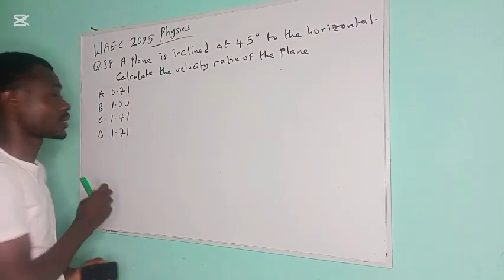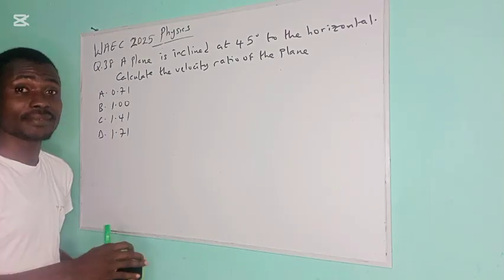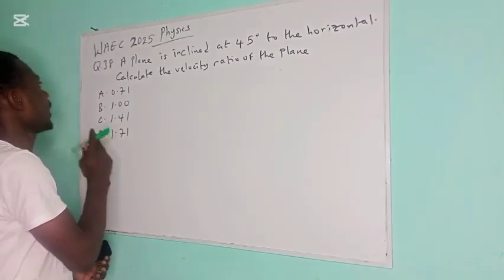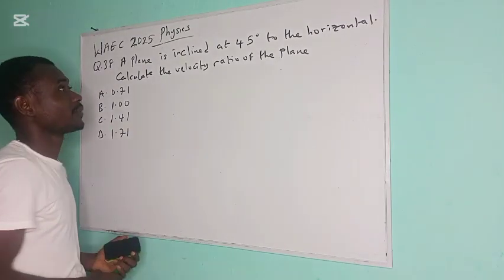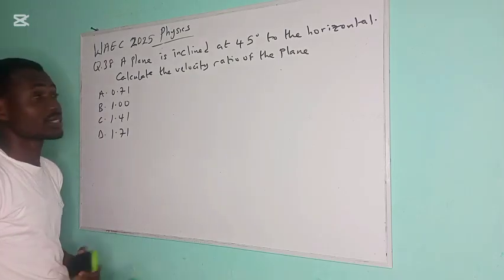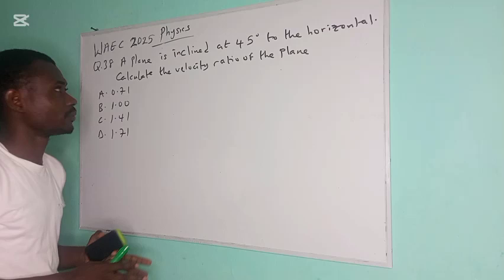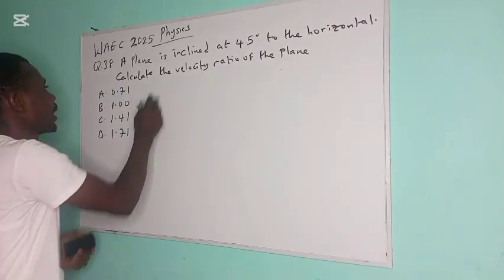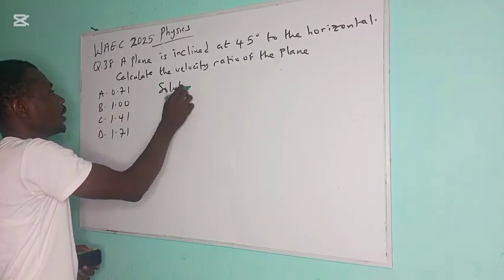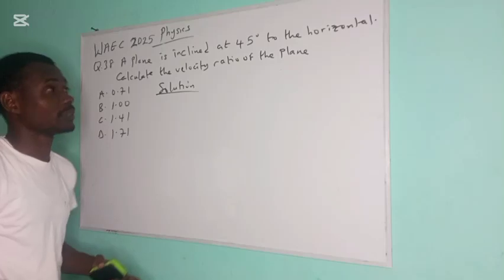This is question 38. A plane is inclined at 45 degrees to the horizontal. Calculate the velocity ratio of the plane. This is a question on a machine.